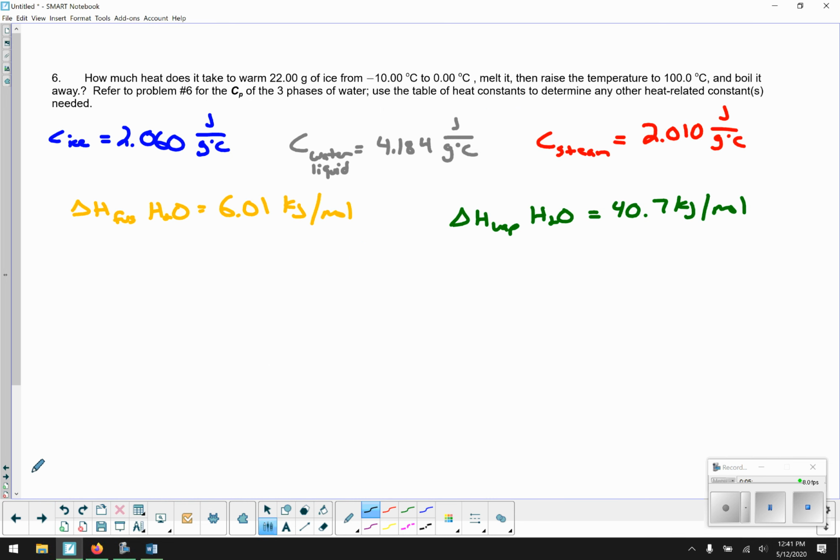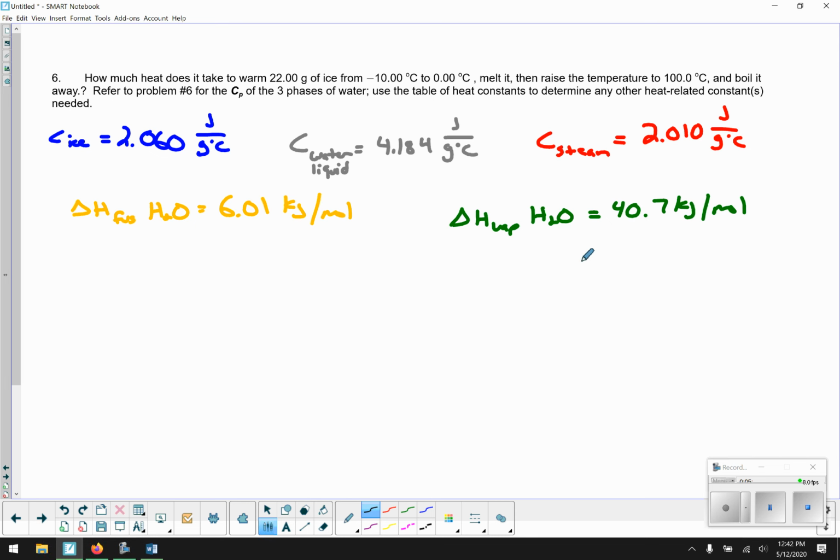So I'm going to do one more problem here. Number 6. How much heat does it take to warm 22 grams of ice from -10 to 0, then melt it, then raise the temperature to 100 degrees and boil it away? It says refer to problem 6 for all these 3. First of all, it should have said problem 5. I screwed that up. But I've written down all the pertinent information here.